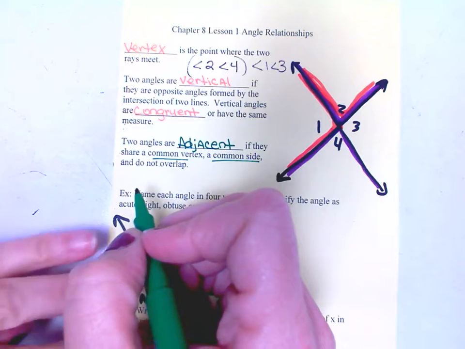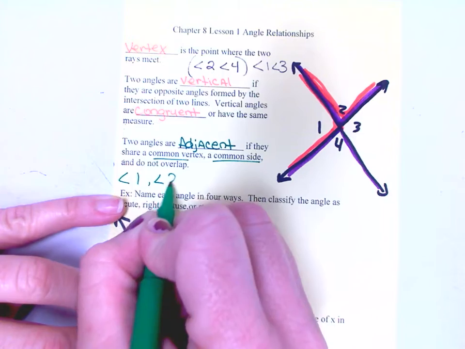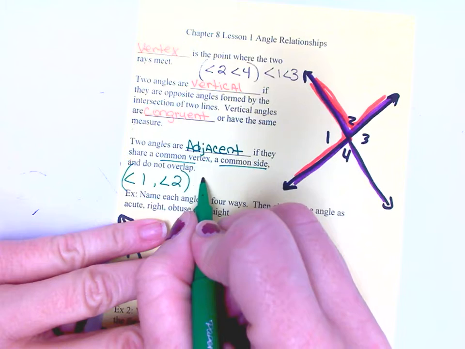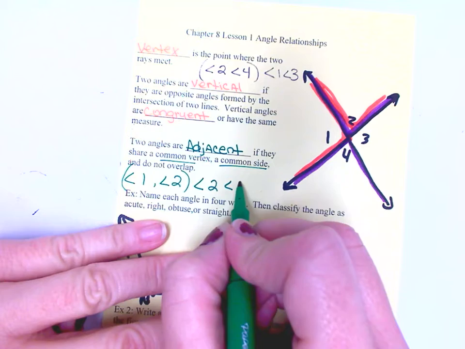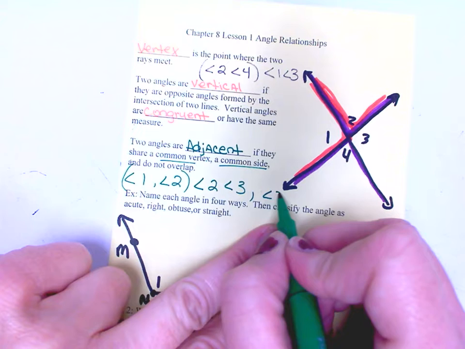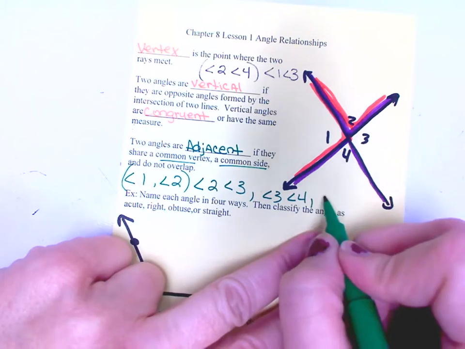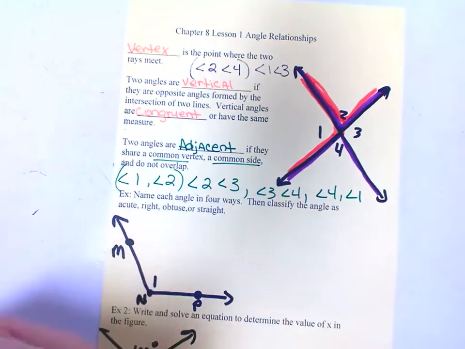So let's write down some adjacent angles. Angle 1 and angle 2 are adjacent. Angle 2 and 3 are adjacent. Then 3 and 4 are adjacent. And then 4 and 1 are adjacent. Okay? They have to share a common vertex, a common side, and they cannot overlap.